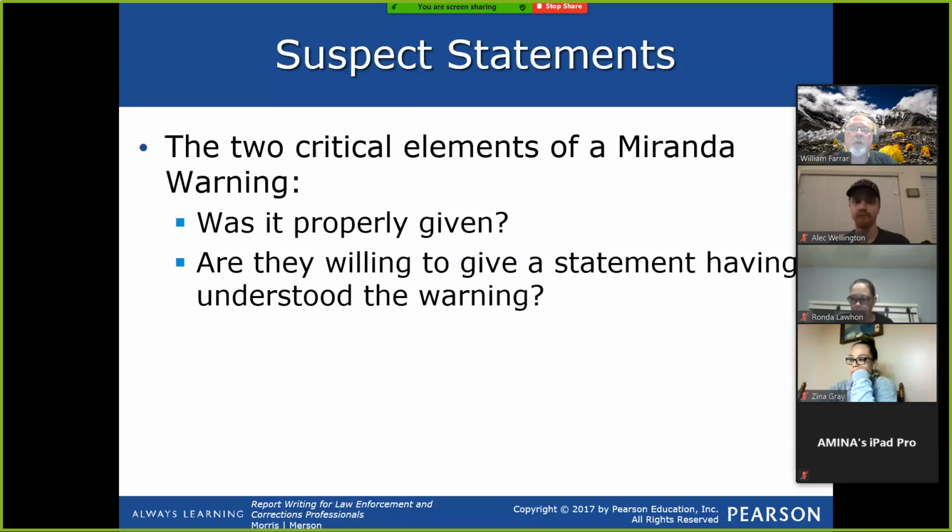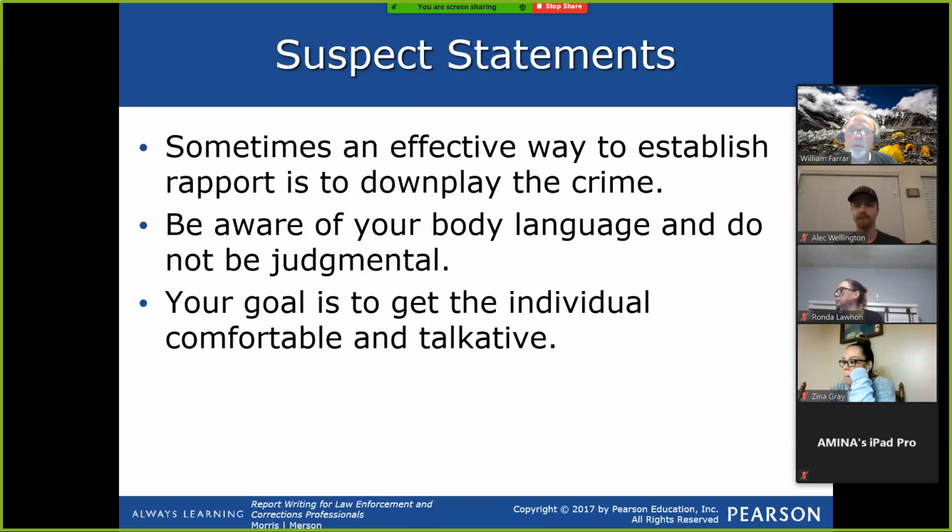Remember, with Miranda, there's a couple of critical elements. First, again, make sure you read it correctly. Was it properly given? And are they willing to give a statement after they understand it? And if they say, no, I want an attorney, that means no, they want an attorney. So don't keep harping on them. Don't try to get ahead of the game and try to get a statement out of them. If they don't want to talk, they don't want to talk. And it'll be okay.